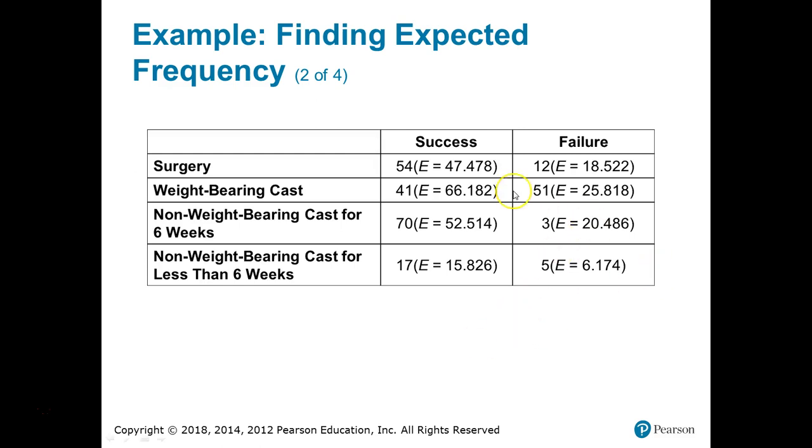Basically, if someone has a fracture, they are saying that there are 4 different types of treatment. You can do surgery, a weight-bearing cast, a non-weight-bearing cast for 6 weeks, and a non-weight-bearing cast for less than 6 weeks. And for each of these, there are successes or failures of the treatment. So for a surgery, 54 people had a successful surgery, 12 had an unsuccessful surgery or a failure, and so on. So these values outside of parentheses are the actual number, that's the observed frequency, and E is the expected.